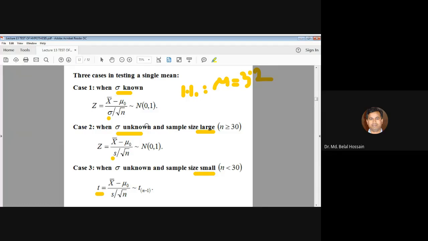Then we have to compare that with the tabular value of standard normal distribution with that n, with that alpha.